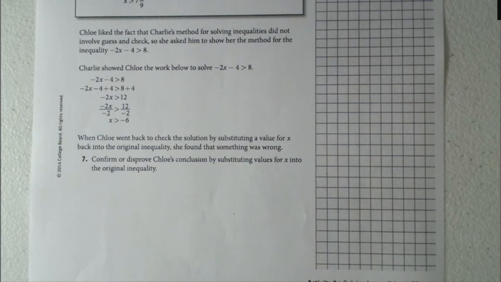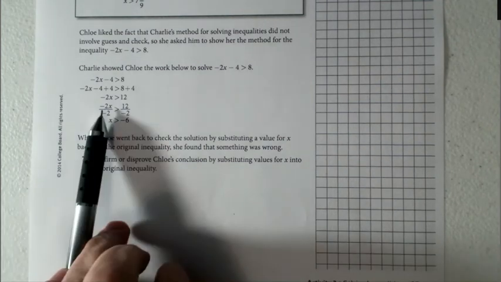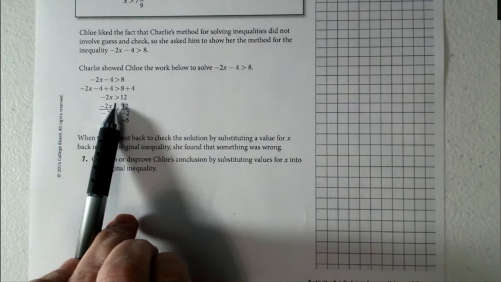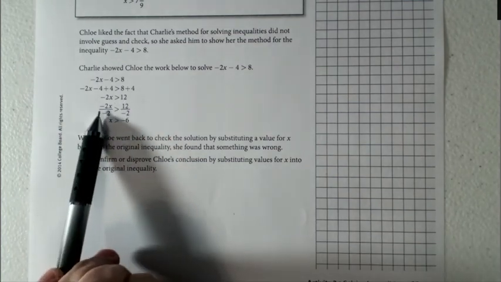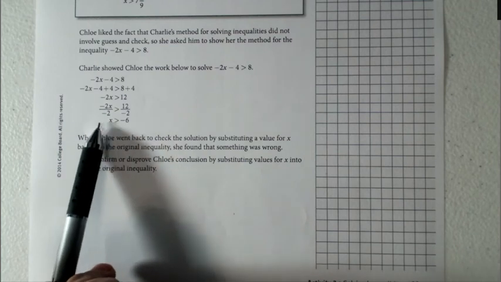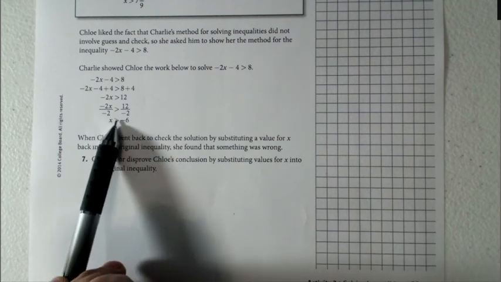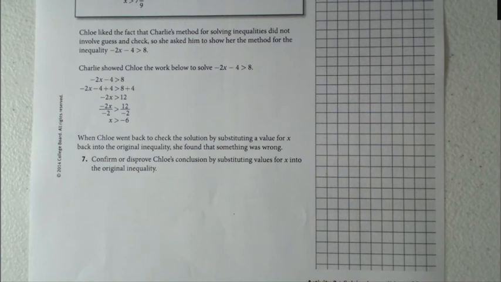So negative 2x minus 4 is greater than 8. He did the addition property by adding 4 to both sides and came to negative 2x is greater than 12. He then did the division property of equality by dividing by negative 2 on both sides. X is greater than negative 6.